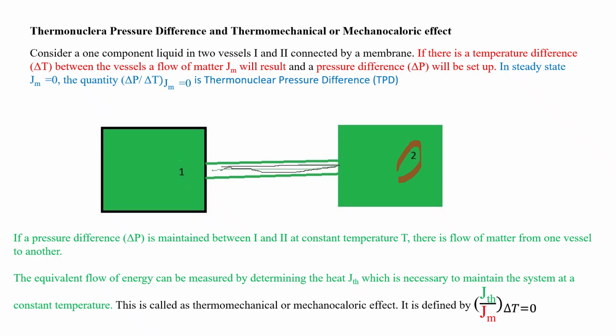this ratio of the rate of flow of energy due to the difference in temperature and the rate of flow due to matter, with the energy flow measured at zero change in temperature, is known as the thermomechanical or mechanocalorific effect, the ratio of JTH by JM. The JTH is the flow of heat and JM is the flow of matter, which should be measured at constant temperature. This is known as the mechanocalorific effect.